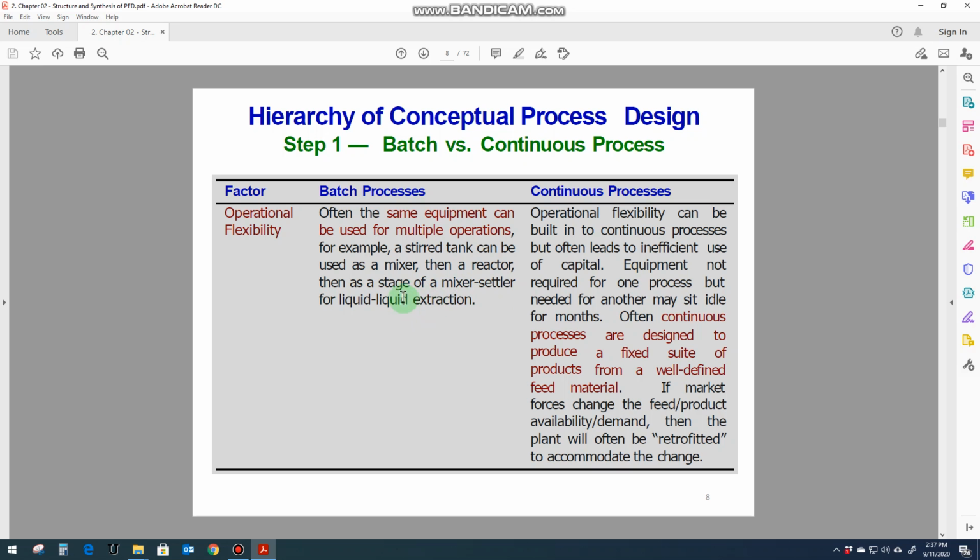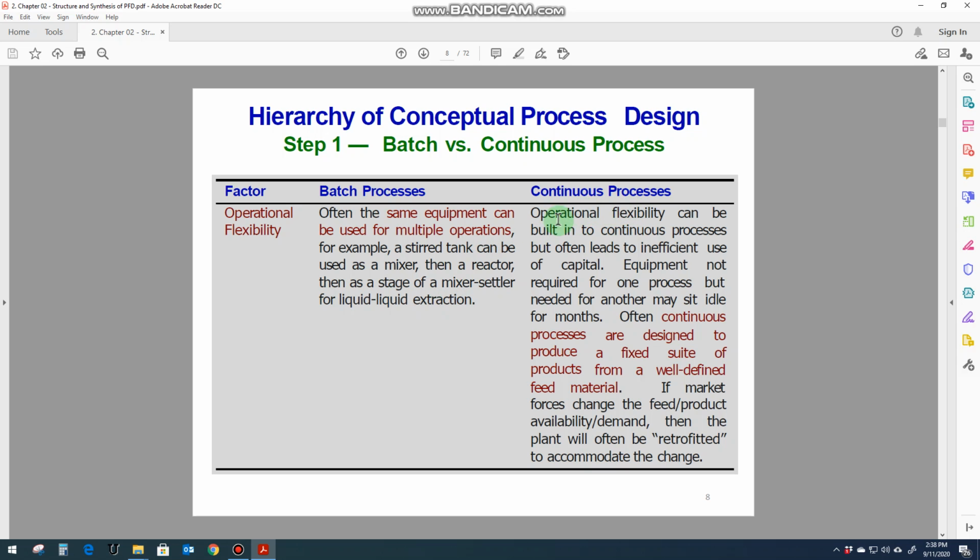Now in the batch processes, what we can see is that the same equipment can be used for multiple purposes. For example, you put the feed stock into one of the reactors. At first you mix those raw materials in the mixer. So the same equipment is used. Then it starts acting like a reactor, so you have to give some retention time. Okay, so it will remain in the reactor for a few hours or days, and then it will start settling down, and then it can act as a liquid extraction. So the same equipment can be used for multiple purposes in the batch processes.